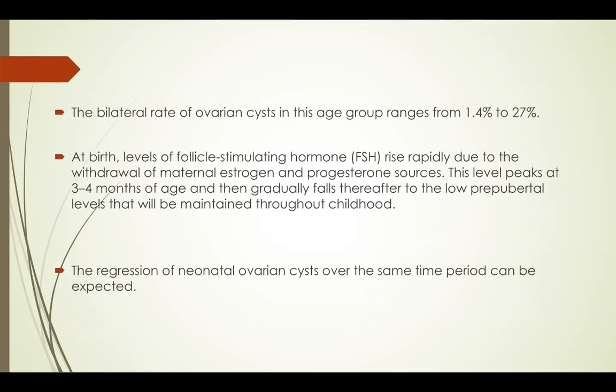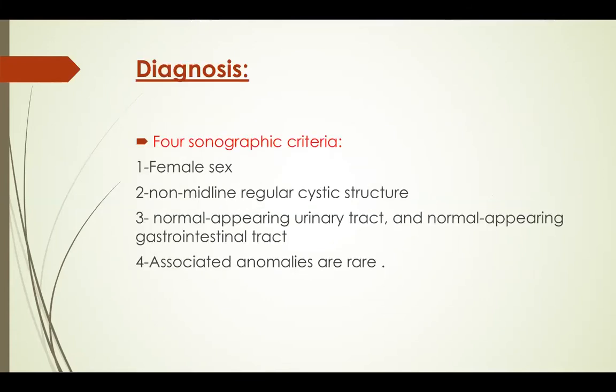At birth, the level of FSH, which is follicle-stimulating hormone, rises rapidly due to the withdrawal of maternal estrogen and progesterone sources. This level peaks at 3 to 4 months of age, then gradually falls. So if we have a cyst, the peak is in the first 3 to 4 months. Regression of neonatal ovarian cyst over the same time period can be expected because there will be a rise in the hormones, then sudden withdrawal. The diagnosis depends on the ultrasound.